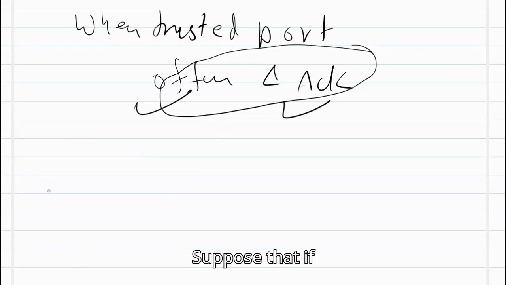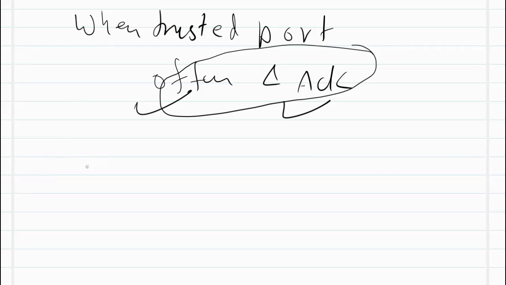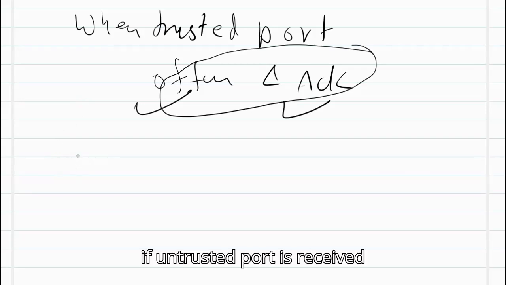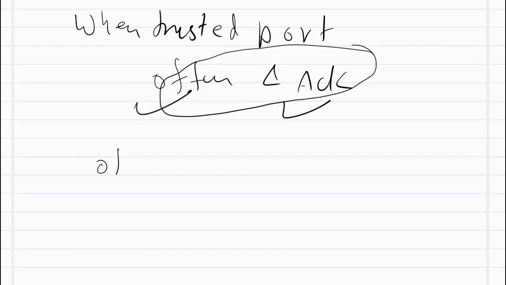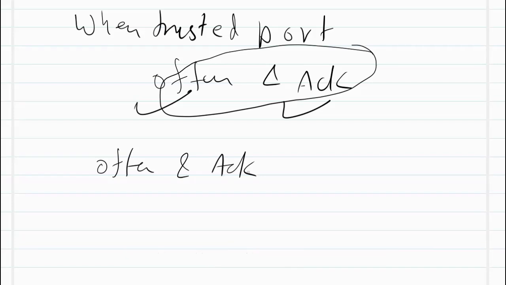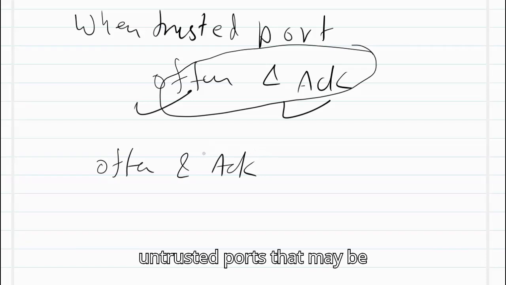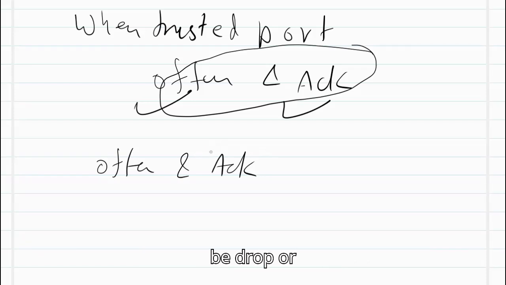Suppose a trusted port is received, and an untrusted port is received, offer and acknowledge message. It means there is a server connected on the untrusted ports that may be fake, so it should be dropped or blocked.